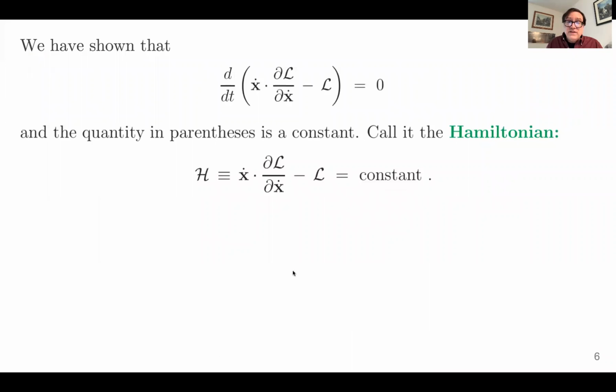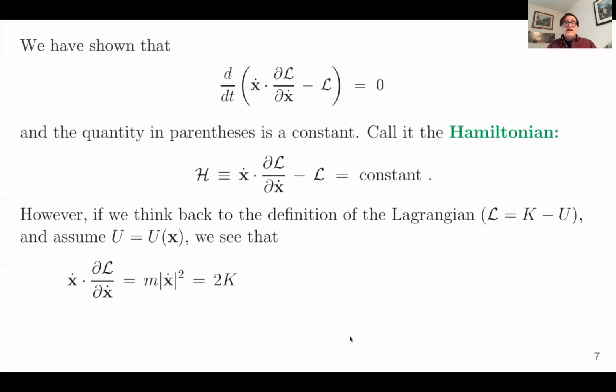So if that's true, then that means this thing in parentheses is a constant with time. The traditional thing is to call that the Hamiltonian of the system, with a script H there. And if that's constant in time, we can now write out what it actually looks like. We know what the Lagrangian looks like. It's the kinetic energy minus the potential energy.